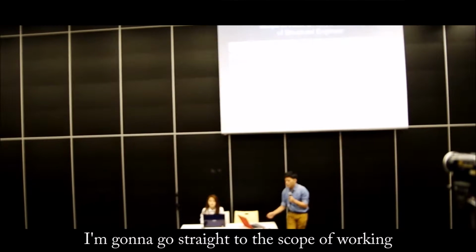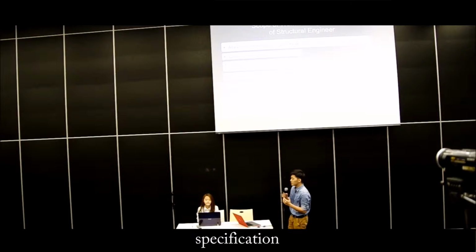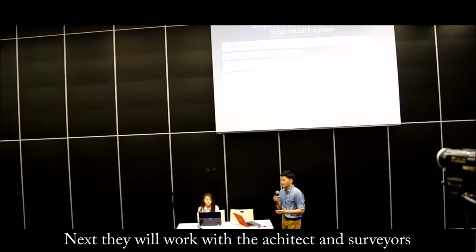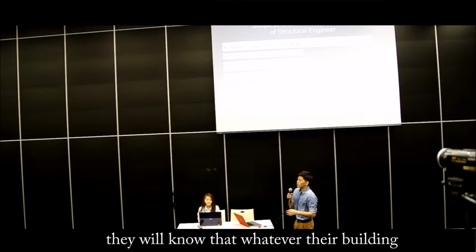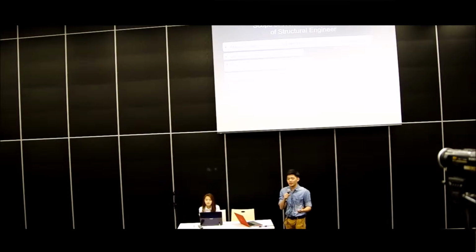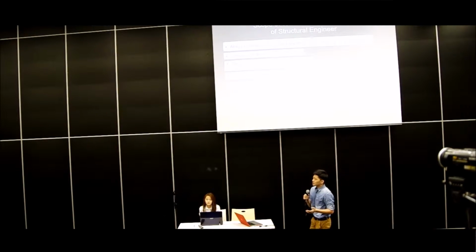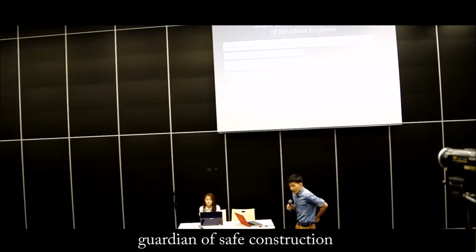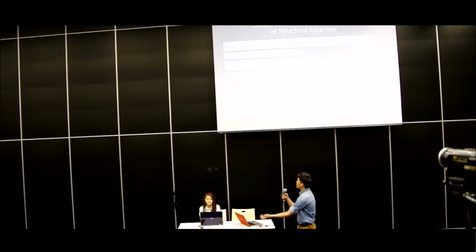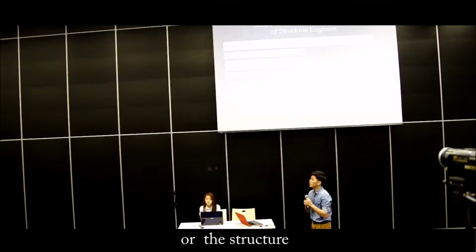I'm going to go straight to the scope of work: they measure and also decide on the materials used in the specifications. Next, they will work with the architects and surveyors so that they know whatever they are building can sustain the stress and load which will act on it. And you can say that structural engineers are the guardians of safe construction. Why? Because they produce the conceptual design of the components for safety, for everyone living in the building or the structure.